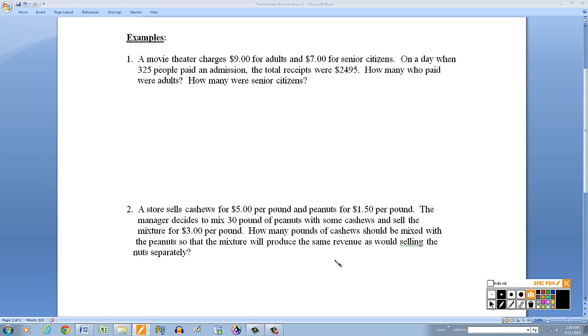Okay, so I need a variable, so x is going to equal, in this case, the pounds of the cashews.